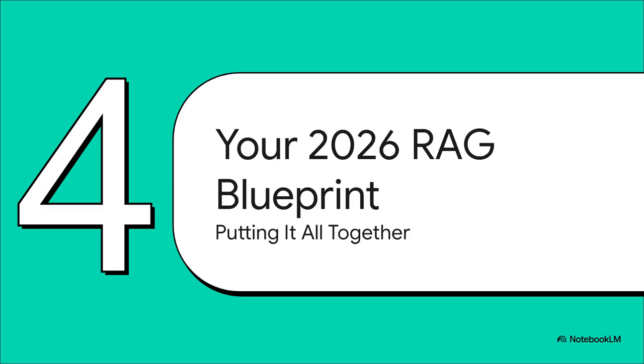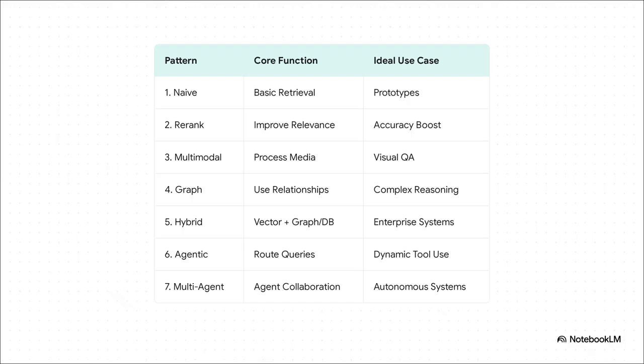Let's put this all together now and create our blueprint for 2026. So here it is. Here's your blueprint. And notice the progression, right? We start by improving the quality with re-ranking. Then we expand the knowledge with different data types. And finally, we add reasoning with agents. This isn't just some random list of options. It's a maturity model for building increasingly intelligent systems.